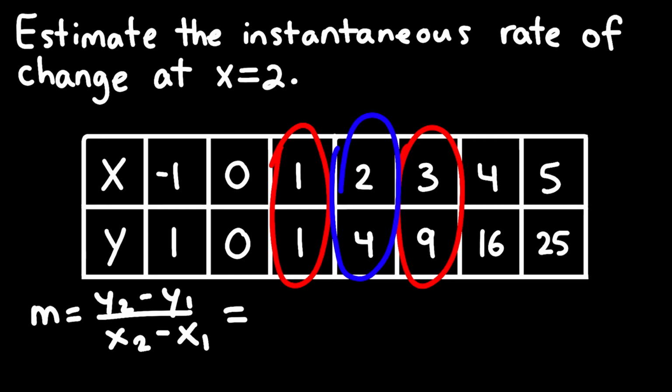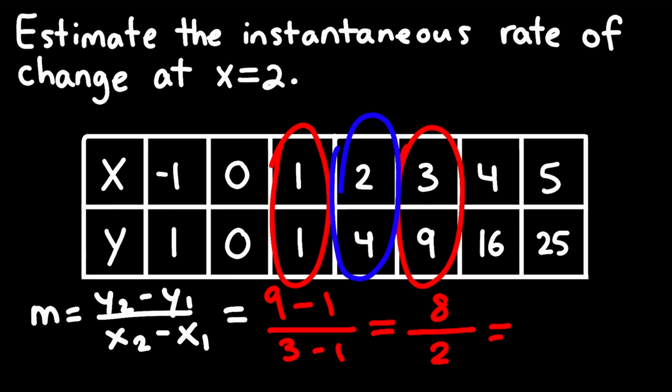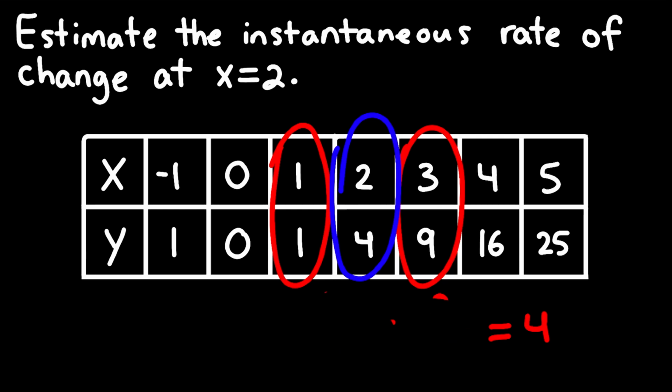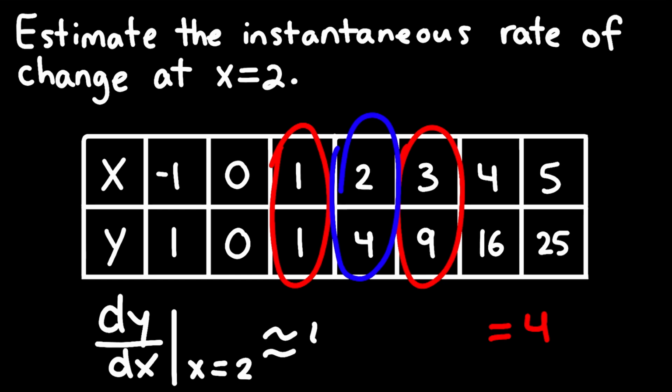So we can see here that y2 is 9, and then y1 is 1, so 9 minus 1. And then x2 is 3, and x1 is 1. So we've got 3 minus 1. And now if we simplify this, 9 minus 1 is 8, 3 minus 1 is 2. We can see that the approximation for the derivative at x equals 2 is 4. So again, just going to clear a little bit of room. We are actually going to write this with the other notation this time and say that dy dx at x equals 2 is approximately 4.